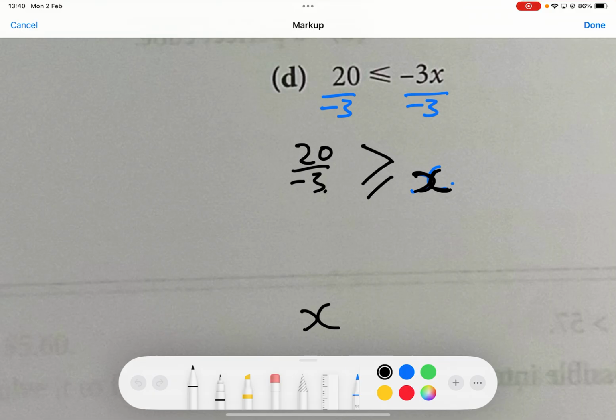Then by convention, I want to put my x on the left. So this is the relationship. Even if I put it on the left, the relationship still stands. x must be smaller than 20 over negative 3.